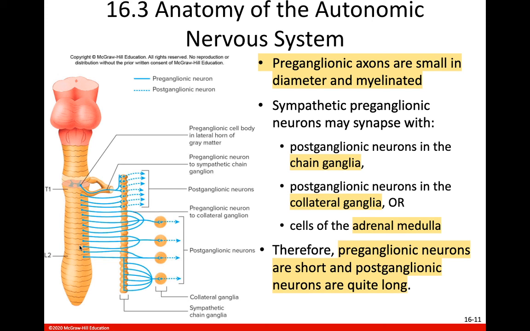to the spinal cord. They synapse with the postganglionic neurons in those ganglia, and then those postganglionic neurons leave that ganglion and go out to the effector organs, which are further away. It could be blood vessels in the skeletal muscle. It could be skin. It could be going to the heart and lungs. It could be going to the digestive organs or the urinary bladder, whatever the case may be.